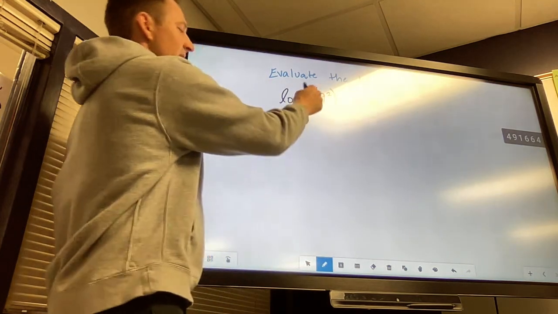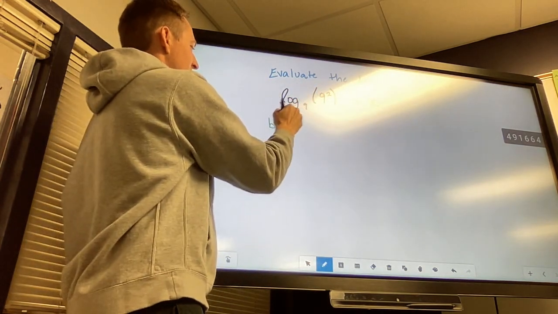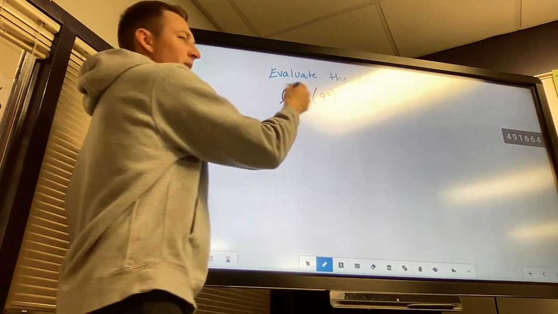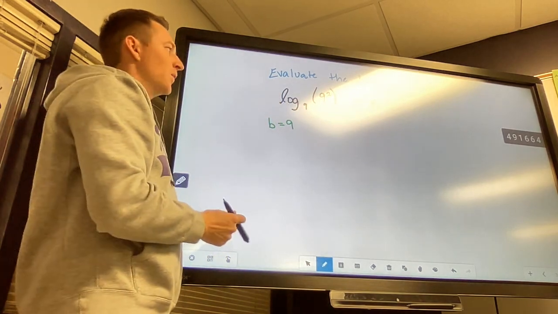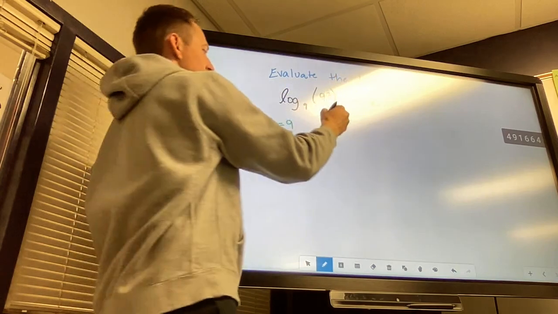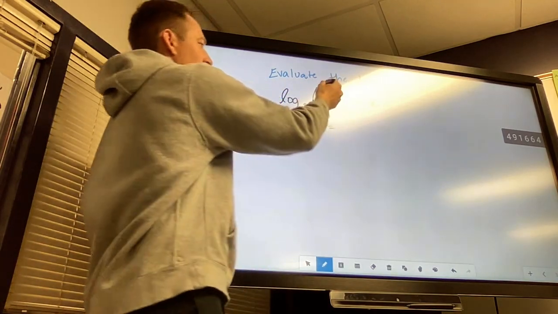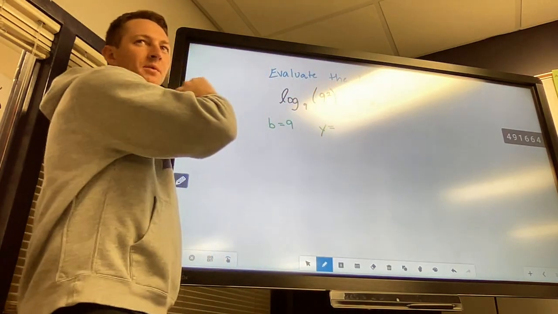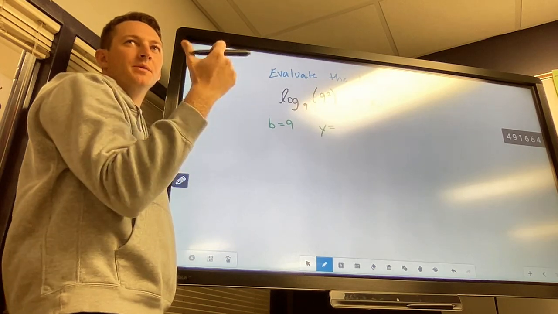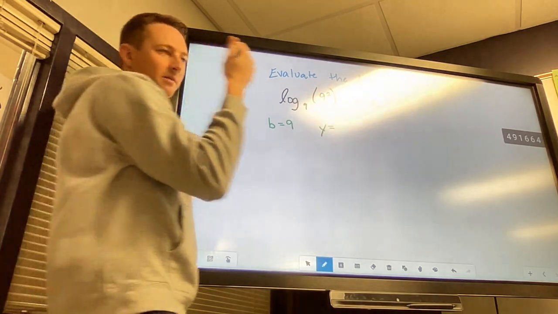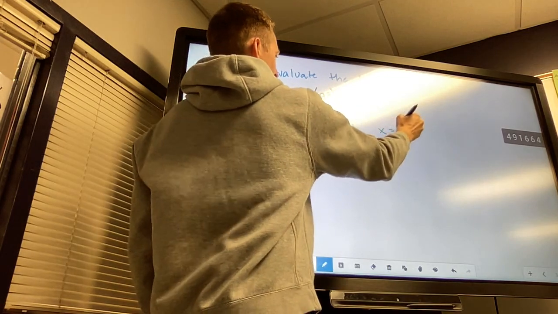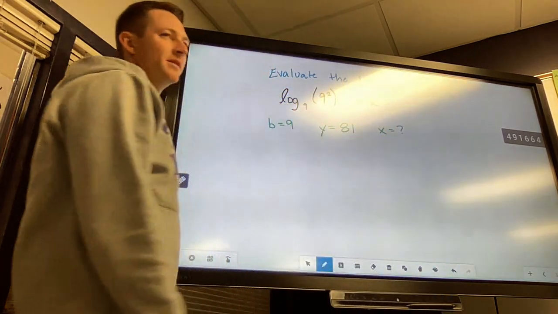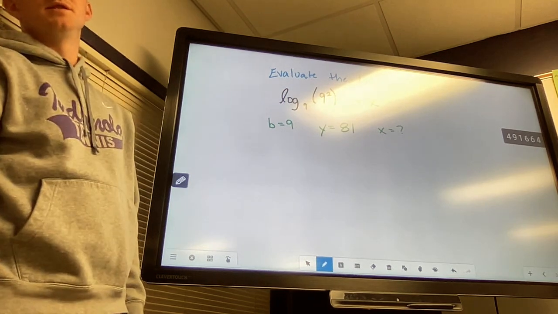So we know our b, this little base, is 9. The small number is the base, that's 9. Our y is the number in parentheses. And we don't want to write it like 9 squared. We want to make it a nice whole number. So what is 9 squared? 81. Yep, 9 times 9 is 81. And then we have no idea what x is. That's what the evaluation part is. We're just going to solve it.